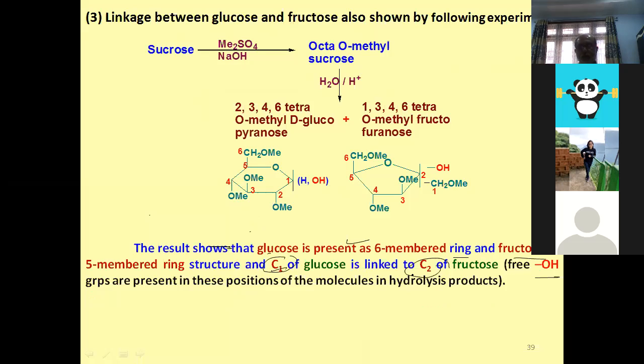Why? The free OH group appears in that position where the hydrolysis has happened, and hydrolysis will take place in that position which connects the two groups. That means C1 of glucose is linked to C2 of fructose.